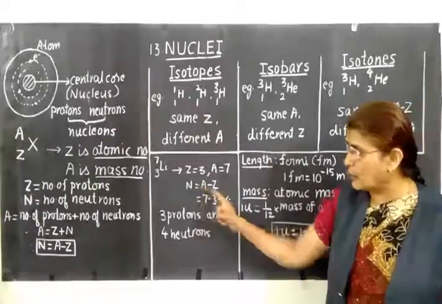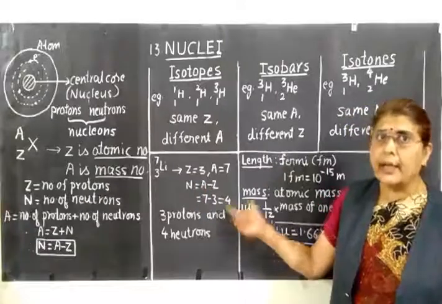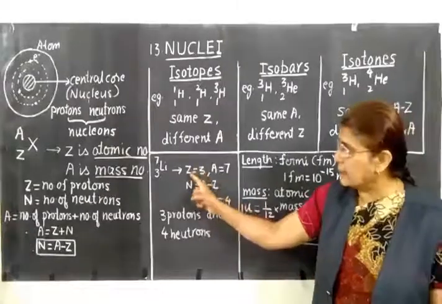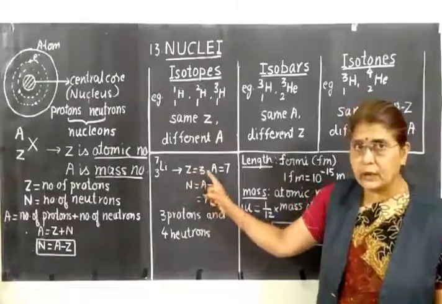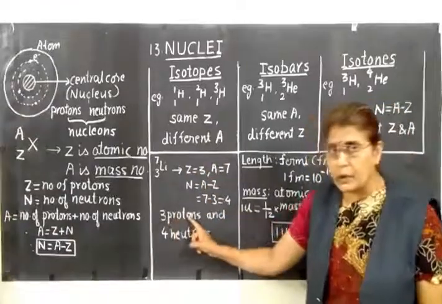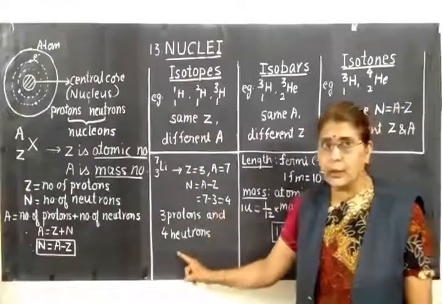So how many neutrons are there? 4 neutrons are there. And how many protons are there? That is nothing but the value of Z. Z is equal to 3. So it contains 3 protons and it contains 4 neutrons.